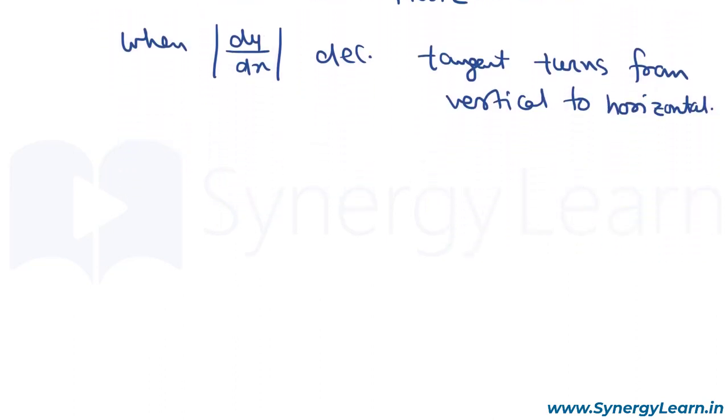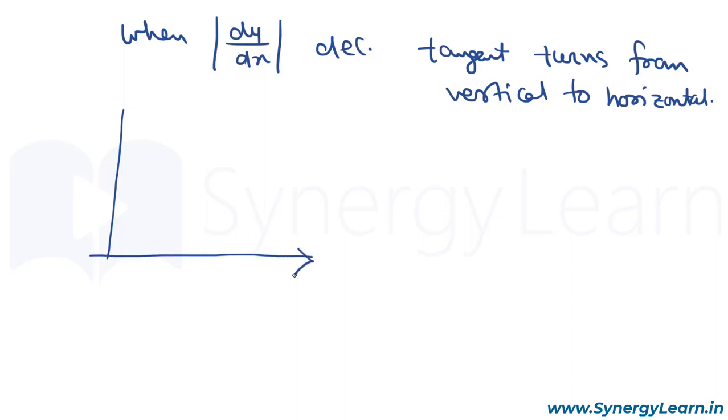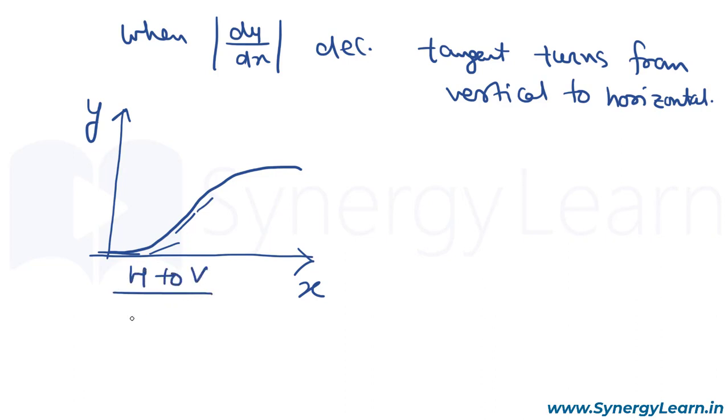Say, in graphs which do not have straight line nature, we can always use this property to resolve them. As we can see here, the tangent is turning from horizontal to vertical. So we can conclude that in this region, mod dy by dx is increasing, or vice versa.